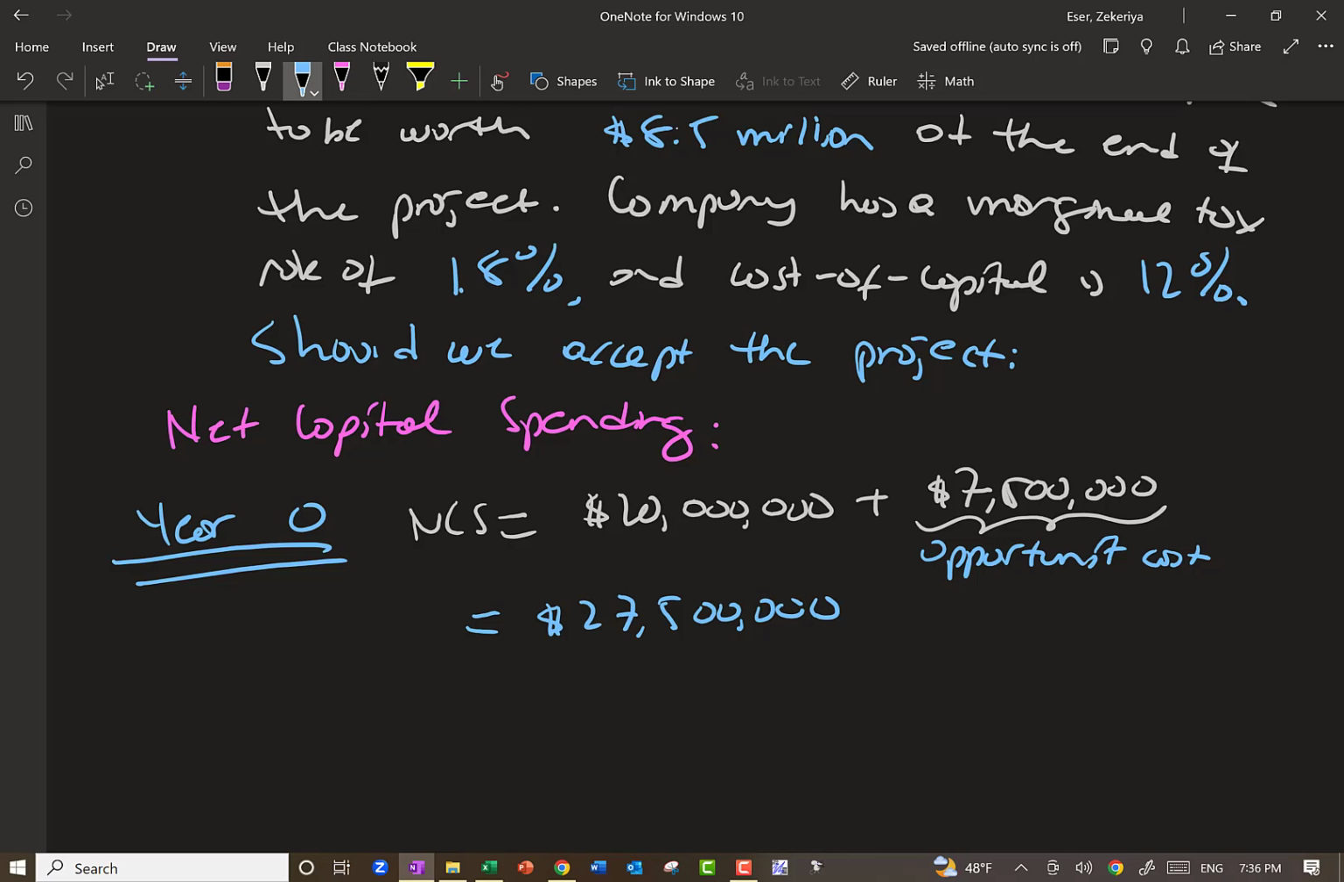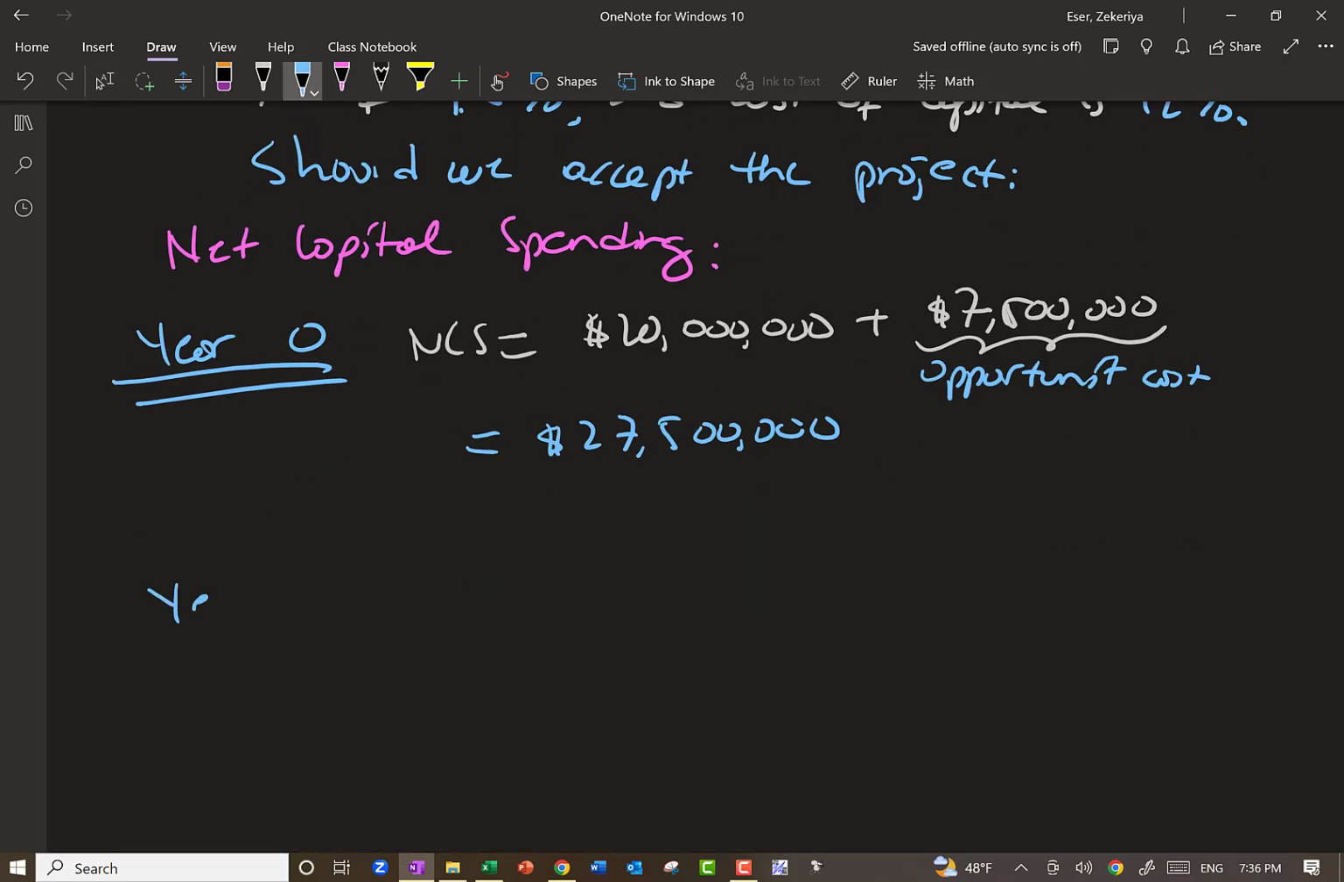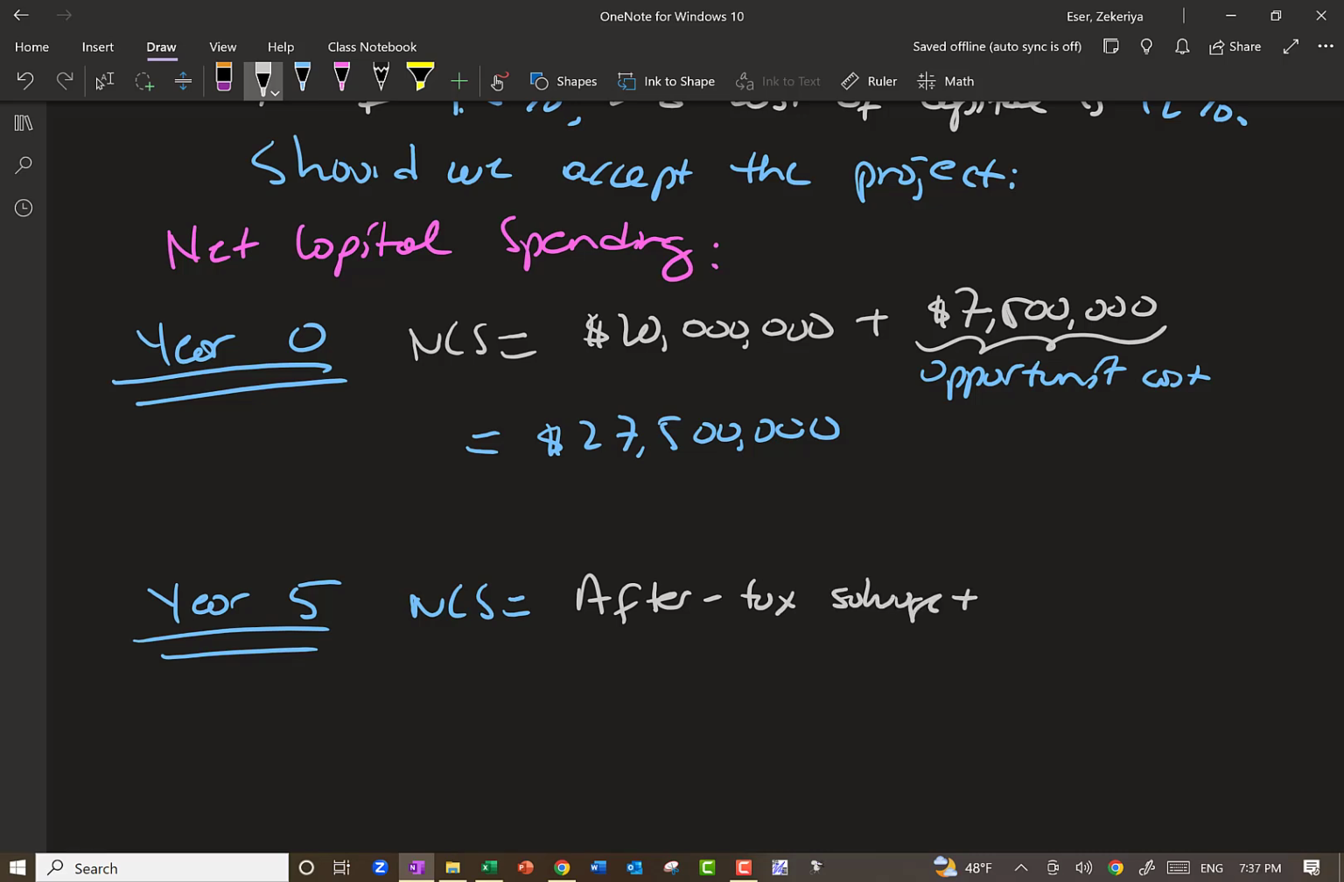The way we did it, there is no capital spending in intervening years, except in year 5. What's going to happen in year 5 as far as the fixed assets capitals are concerned? I'm going to get some money from the salvage, right? So NCS is going to equal after-tax salvage plus return of opportunity cost.